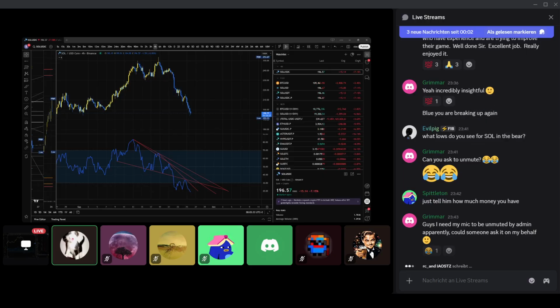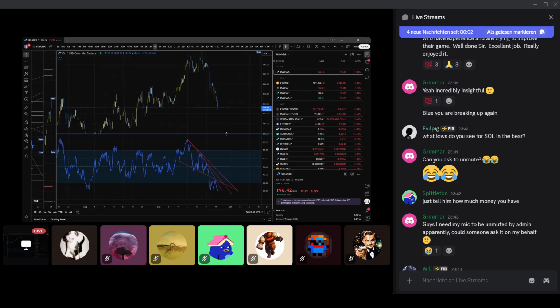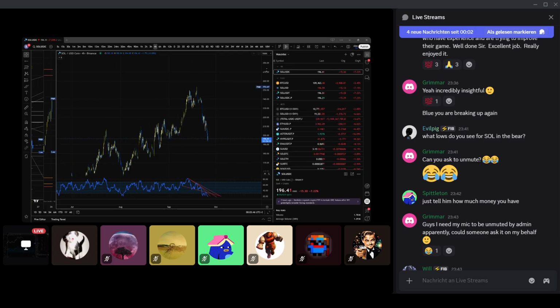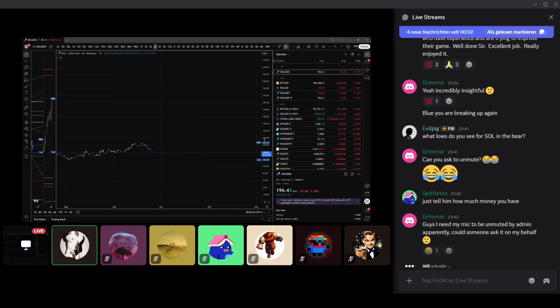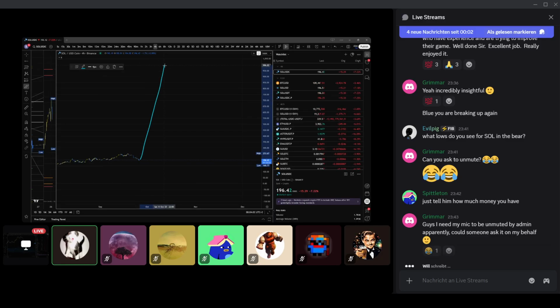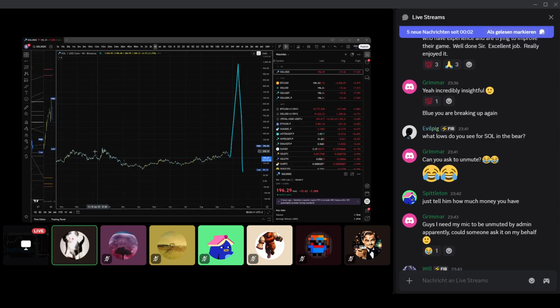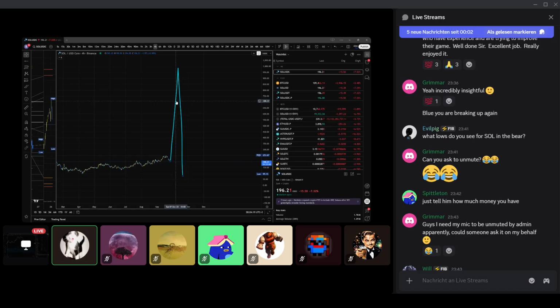What lows do you see for Sol in the bear? I'm asked by Evil Pig. It's anybody's best guess. Two digits is pretty much in the cards. It always depends on how high it goes. If we do the absolute merged trend line hit of $1,000, which for the sake of the example is bananas, but let's say it does it, then going to like $80 is not very likely anymore, because that's when super high time frame support will show up with volume profiles. If we do super crazy stuff like this, even on a 70, 80 or 85% retracement, you would only land somewhere here again.